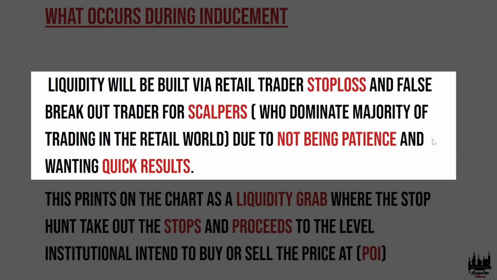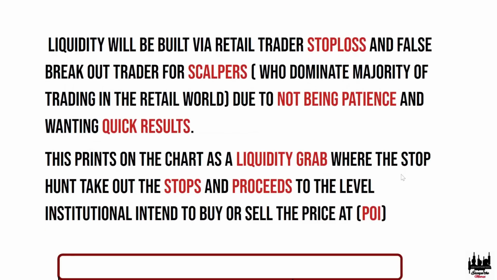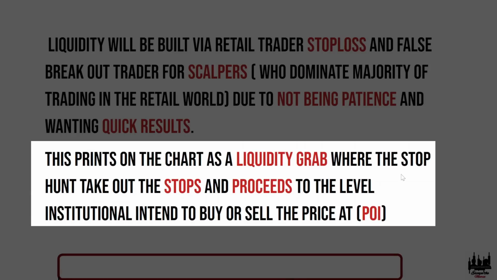And if you think about it on a macro and a micro level, a 1 hour consolidation, which could be close to your POI, which would be your inducement, on a 1 minute time frame, that's multiple ranges. That's over 50 ranges on a buy to a sell. So believe it or not, somebody's out there trading this and the market capitalizes on it. This prints on the chart as a liquidity grab, where the stop hunt takes out the stops and proceeds to the level institutions intend to buy or sell at, which would be your POI.